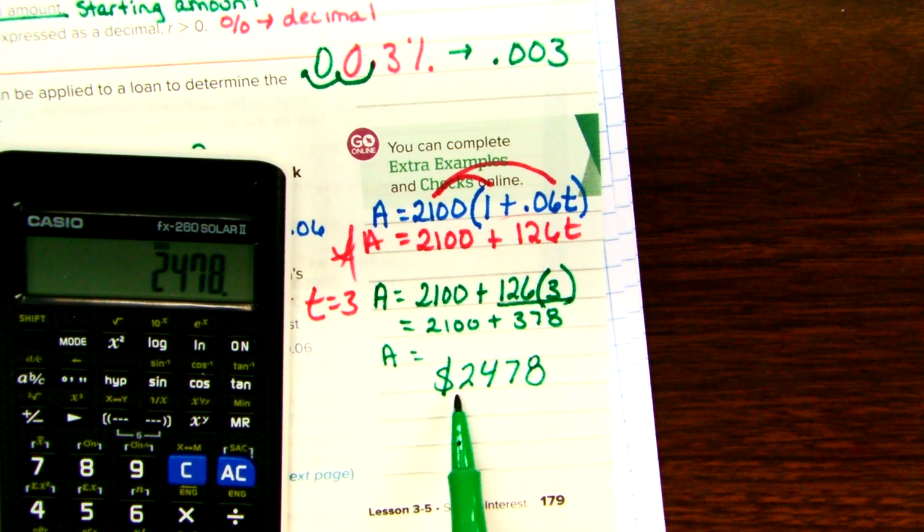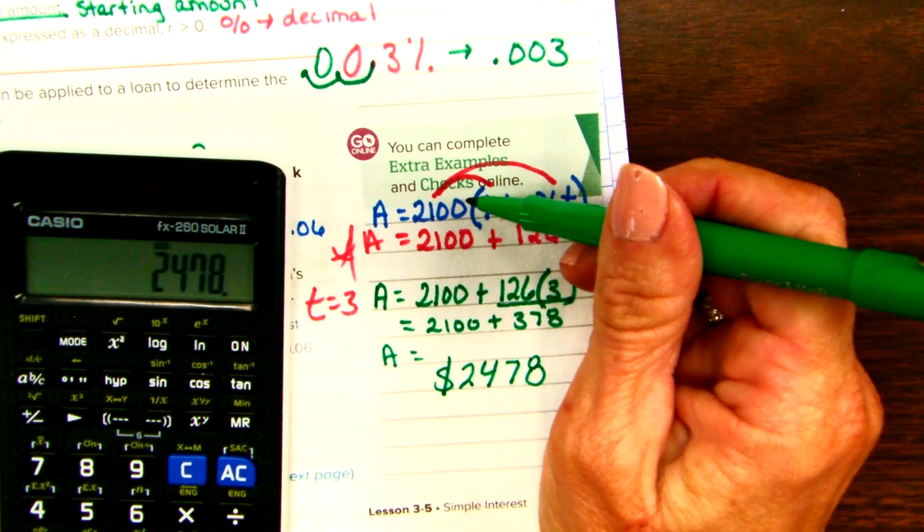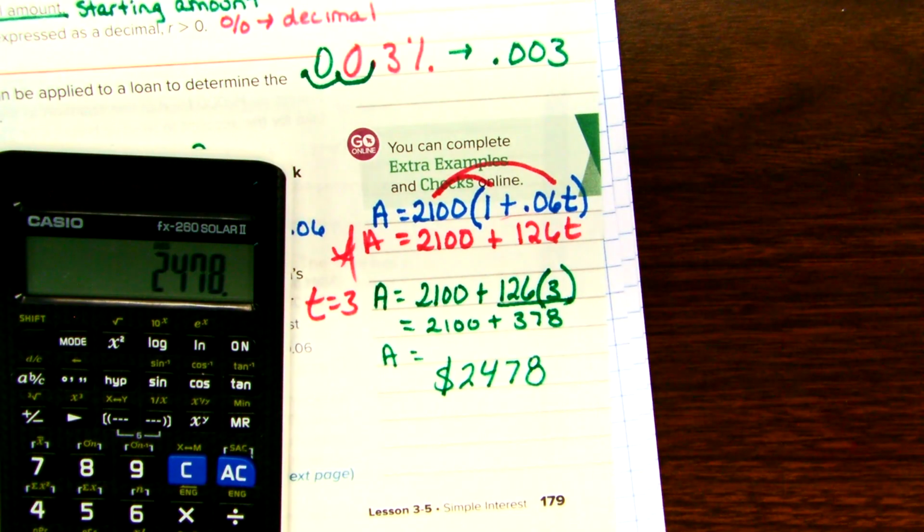Guys, your A should always be bigger than your P. P is the smaller amount, what you start with. What you end up with should be more than that, right?